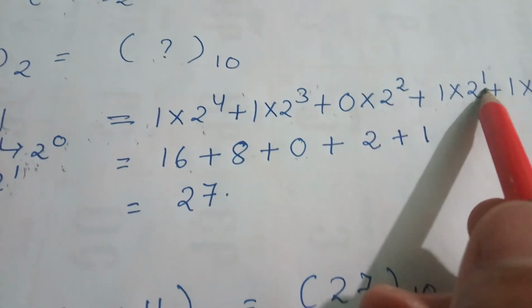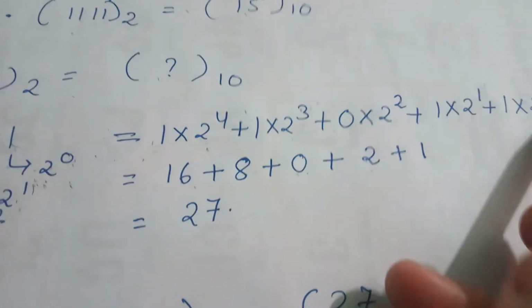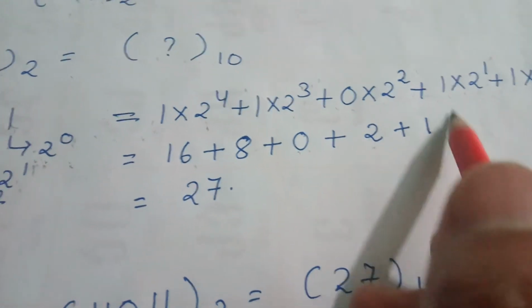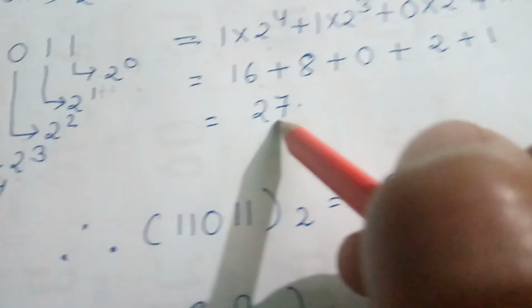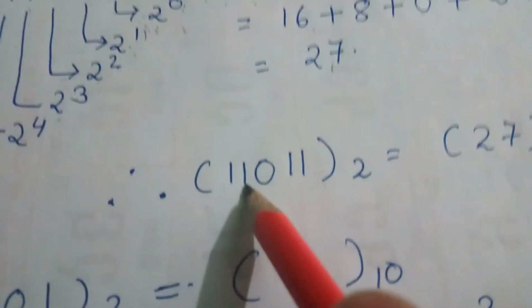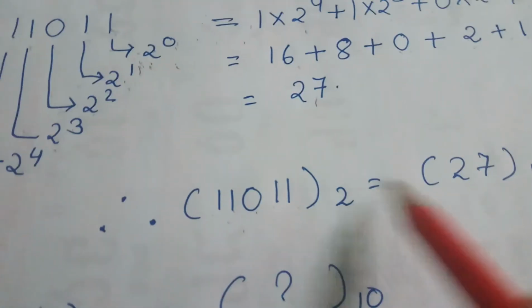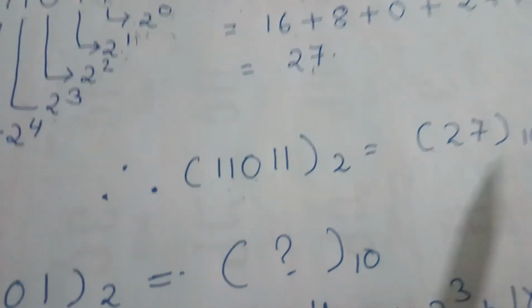So 2 raised to power 1 is 2, so that's why here 2, and then 2 raised to power 0 is always 1, so that's why 1 into 1 is 1. So now add this up, you will get 27, and now you can write like this: 11011 in binary can be written as 27 in decimal.